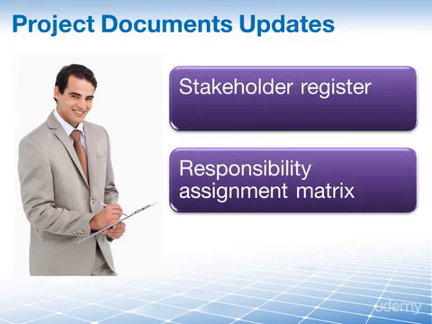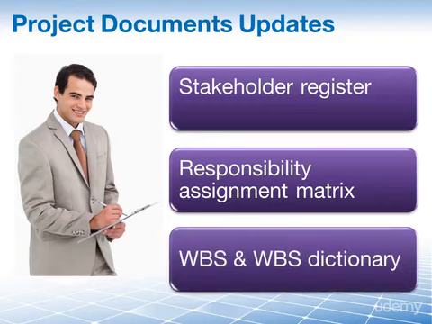Then we have the responsibility assignment matrix that we may need to update. This is covered in project human resources management, and here we may need to assign quality activities to specific resources, and the best place to do that is of course in the RAM. And lastly, we may need to update the WBS, the work breakdown structure, and the WBS dictionary, because we want to input additional quality information that we have learned about as we planned our quality on various work packages that are documented in the WBS.